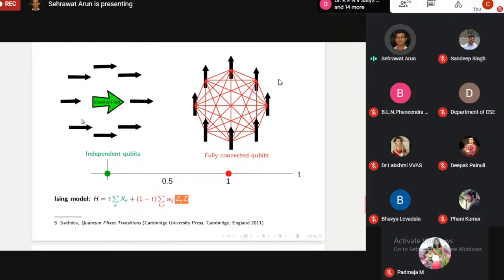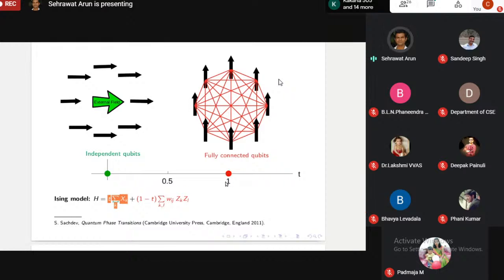So you prepare your system in the ground state of this one, x, which is in this direction, and then you slowly change, and then this part goes to 0 if I put 1 by t here and t here, and then this part survives. So you end up in the ground state of this, right?